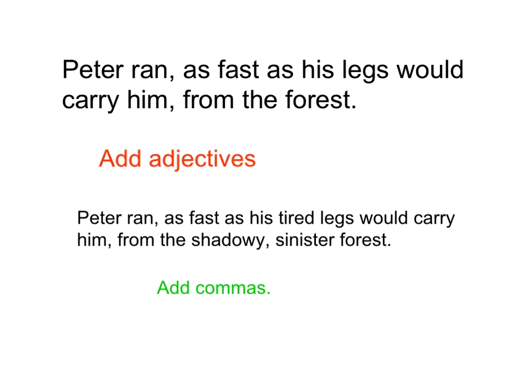Again, we need to remember to include our commas in the sentence, so we've got a comma here and a comma here to separate the clause from the rest of the sentence, but we've also got a comma here because we've got more than 1 adjective, so effectively we've got a list of adjectives, and as always with lists you need to separate each part of the list with a comma. So our final sentence is Peter ran as fast as his tired legs would carry him from the shadowy, sinister forest.